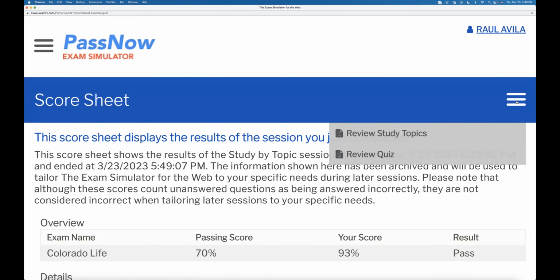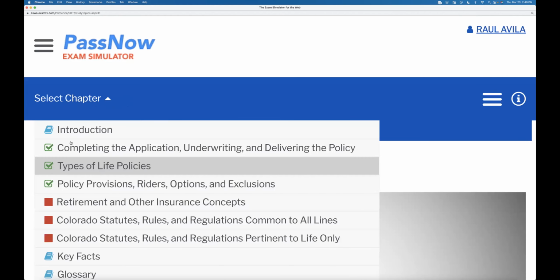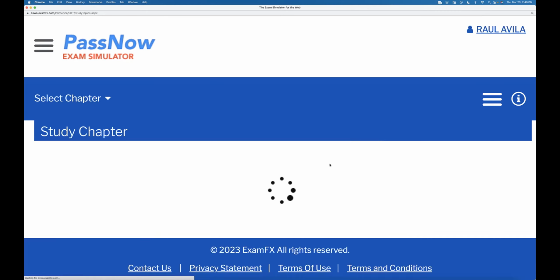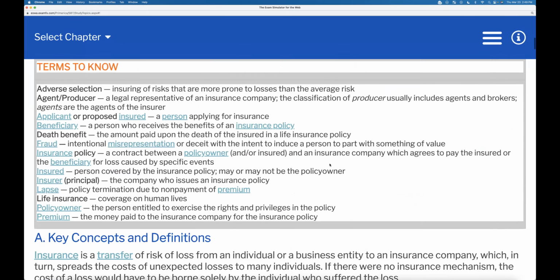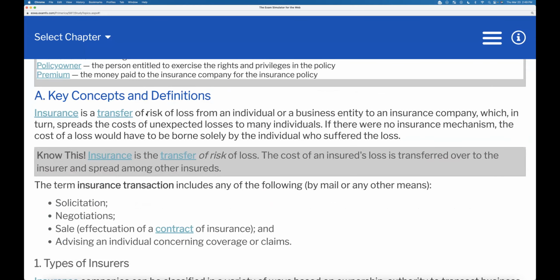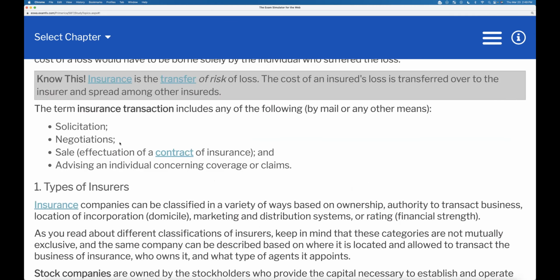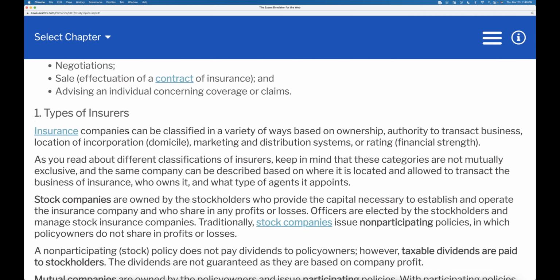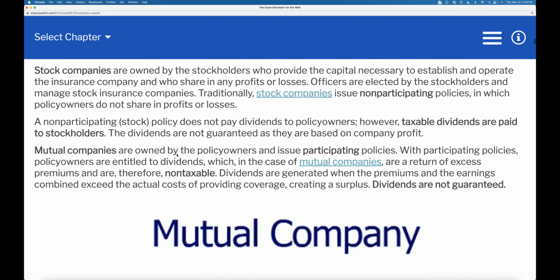All right, Sunny. How do you feel? You feel good about this chapter? I feel more comfortable now. That chapter, completing the application, I think you got it, Sunny. We already went through two of them and they repeated a lot of the same thing over and over. Let's review some of it. If you could get that chapter down, then you're going to have a lot of key concepts: insurance, transfer of risk. Insurance is known as a transfer of risk. Solicitation, negotiation, sales. Insurance companies can be classified in various ways. Ownership authority, stock company, mutual.